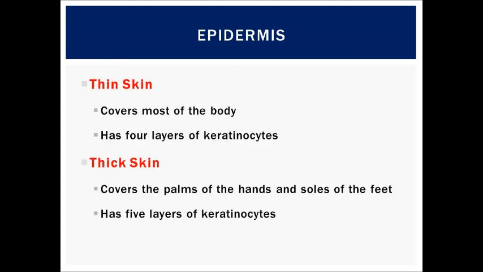The epidermis has thin skin and thick skin. For thin skin, it covers almost the whole body. And thin skin has 4 layers of keratinocytes. Meanwhile, thick skin only covers the palms and soles of the feet. Thick skin has 5 layers of keratinocytes.